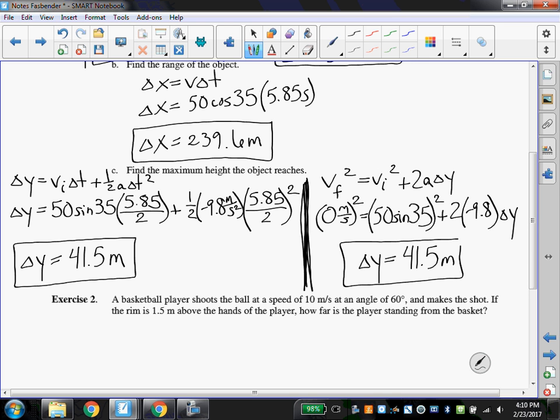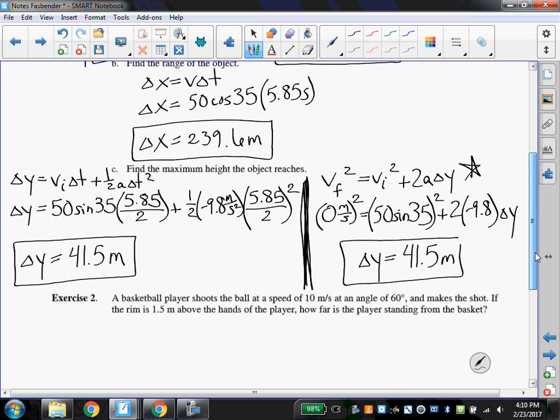So this is very interesting for us to know, because this equation here allows us to solve for the maximum height of an object at any point. This works for any kind of angled projectile, and not just angled projectiles where the starting and ending height are the same, which means your delta y is 0. Vf squared equals vi squared plus 2a delta y will always work.